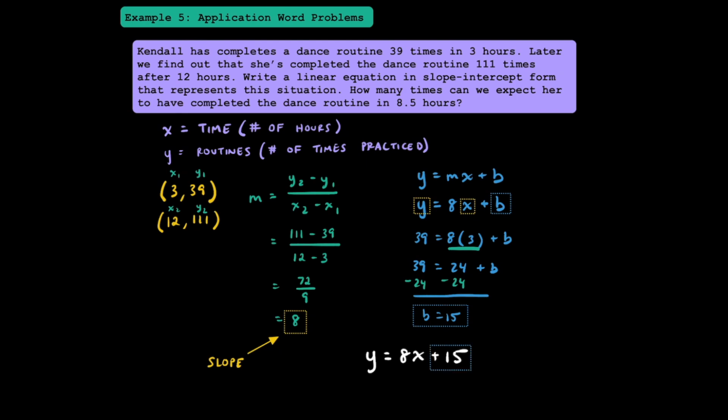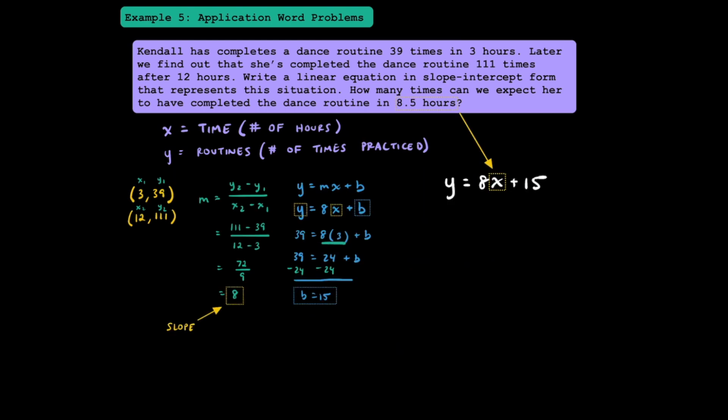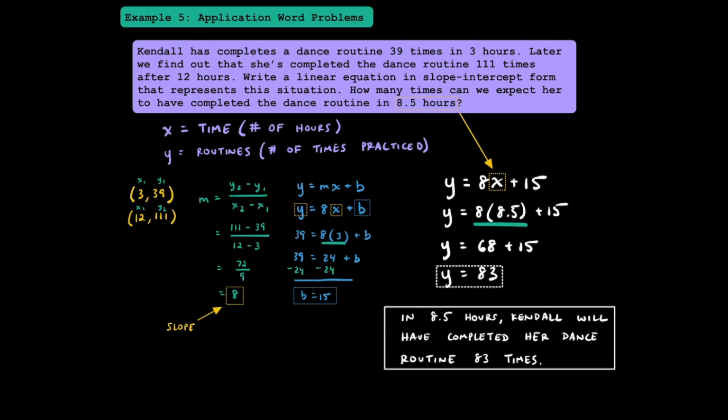This positive 15 represents the fact that Kendall had already completed her routine 15 times before we started counting, and this 8 represents the fact that she's practicing her routine 8 times per hour. Using this equation, we can find out how many times Kendall's completed her dance routine in 8.5 hours. Substituting in, we're going to get y is equal to 8 times 8.5 plus 15. 8 times 8.5 is going to be 68, so we're going to get y is equal to 68 plus 15. Here we're going to get that y is equal to 83. In 8.5 hours, we can predict that Kendall will have completed her dance routine 83 times.